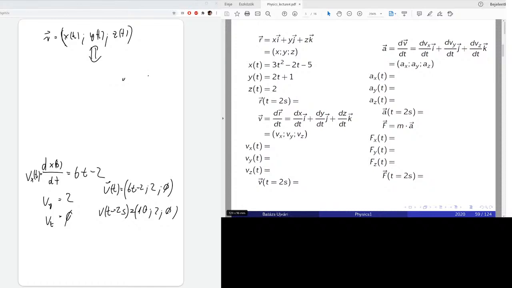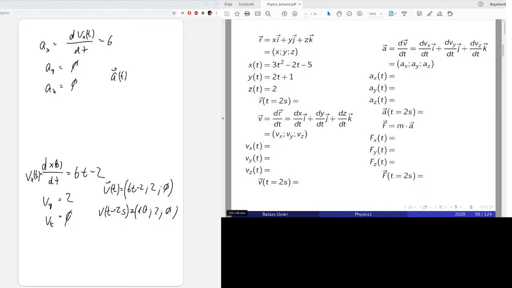AX is the only interesting one, because AX is dividing VX by T, which is 6. The rest, since these are constant velocities, are 0. So the acceleration at any t is technically a constant.